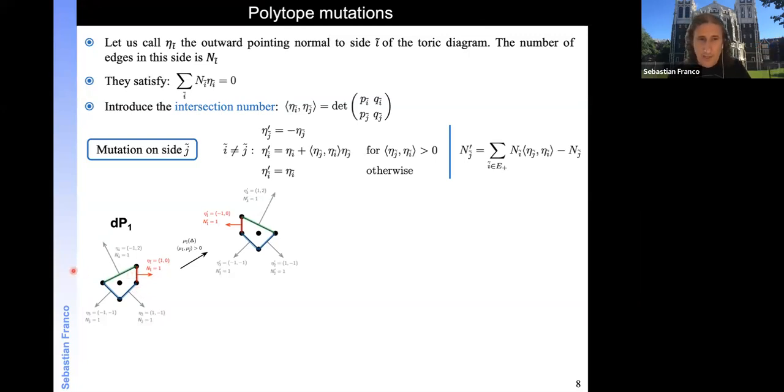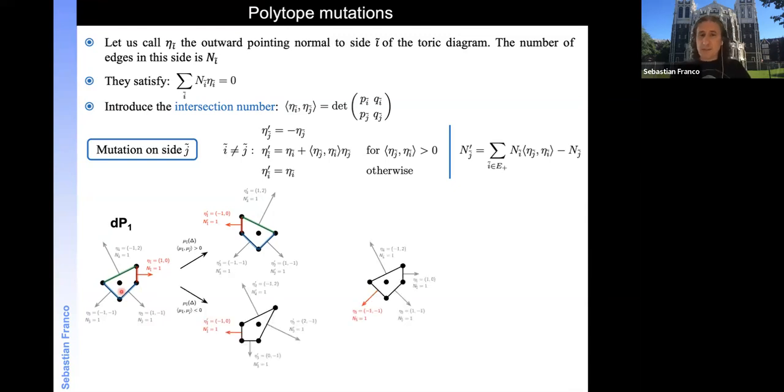So I draw the line which is parallel to the normal that I want to mutate. It divides the plane into halves. The edges that have normals that go on one half plane are going to have positive intersections. The ones on the other half have negative intersection. In this case, since this is a horizontal normal, everything with an angle between 0 and pi will be transformed. This is what happened here, and the ones between 0 and minus pi won't have a transformation.